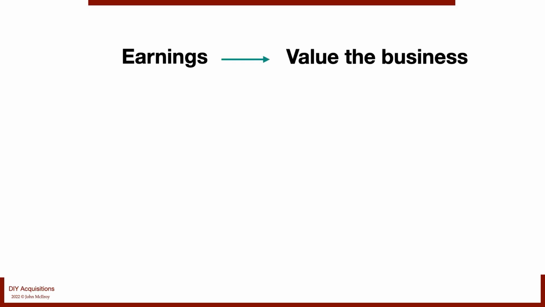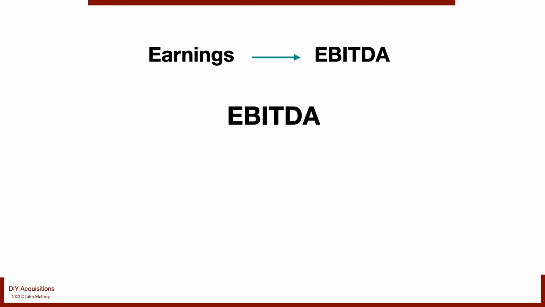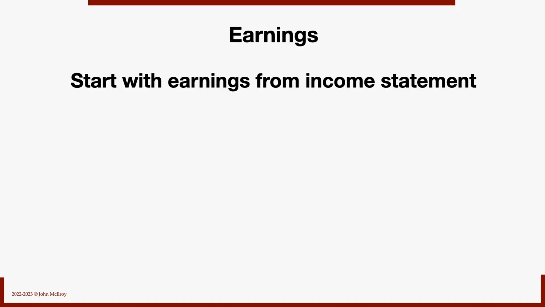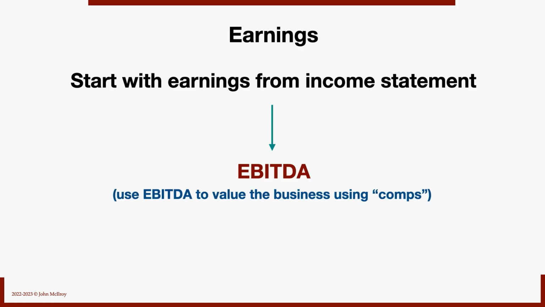We need earnings to value the business, and we need an earnings metric, which is going to be EBITDA. So let's start here by defining EBITDA. EBITDA, earnings before interest, tax, depreciation, and amortization. So we have to start with earnings from an income statement. Then we're going to make adjustments to that earnings number. That's going to give us EBITDA. Then we're going to use EBITDA to value the business using comparables or what other similar businesses have sold for.